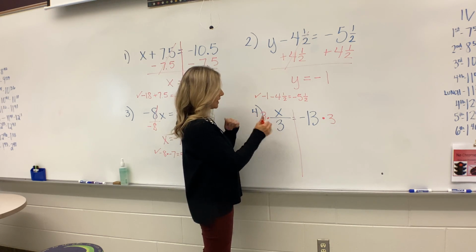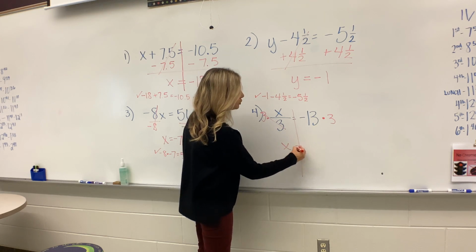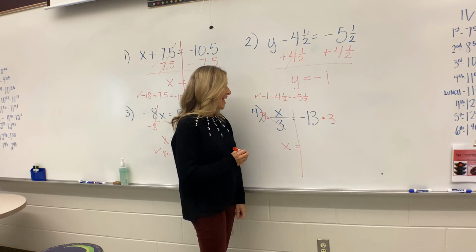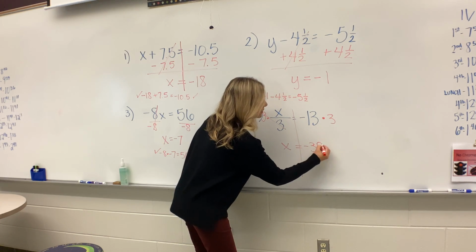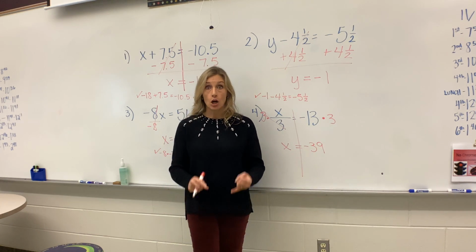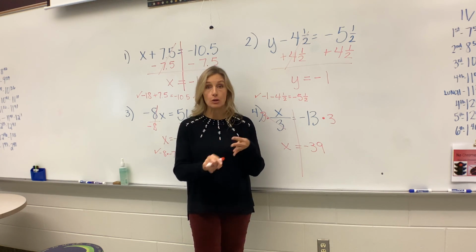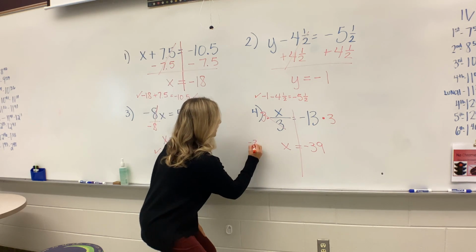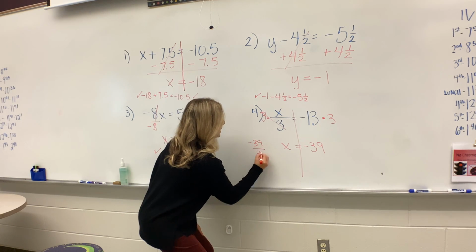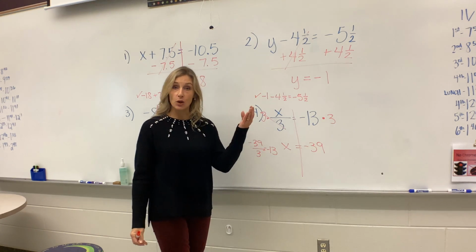3 over 3 makes 1. I'm left with 1x, which is just what I want to be left with. And negative 13 times 3 is negative 39. My strategies there are using my math facts, my multiplication chart, writing it out on paper, or using my calculator. Now I can self-check my answer and see if negative 39 divided by 3 really is negative 13. It is. I solved it correctly.